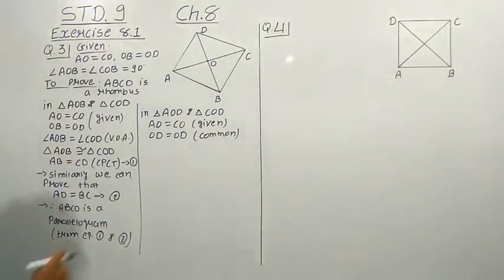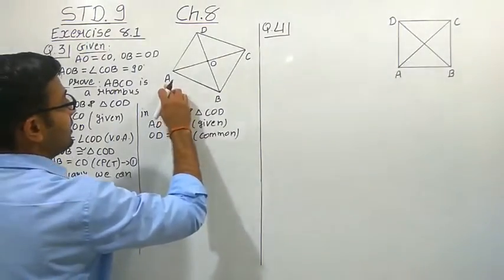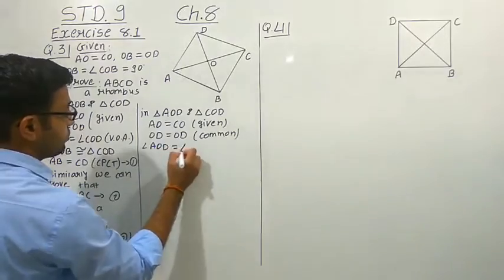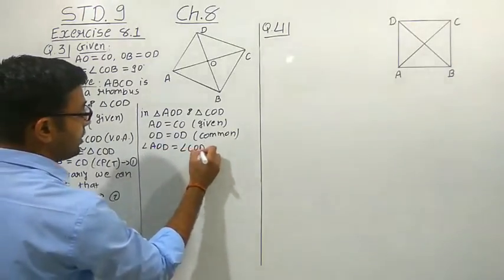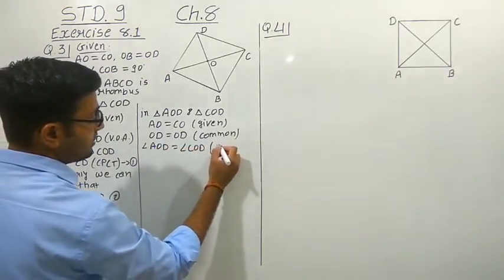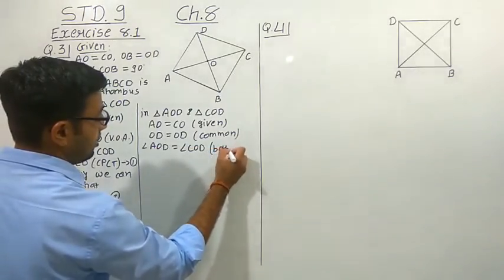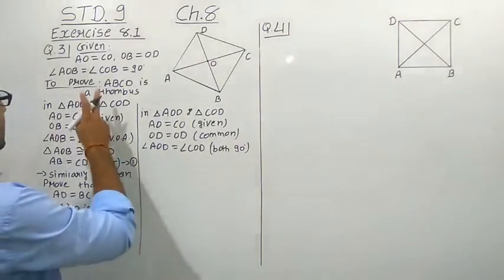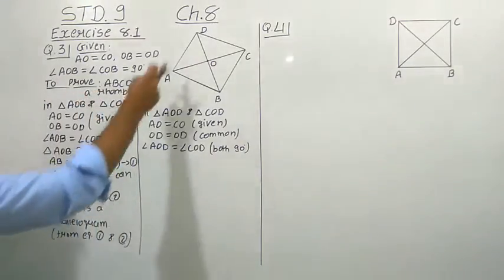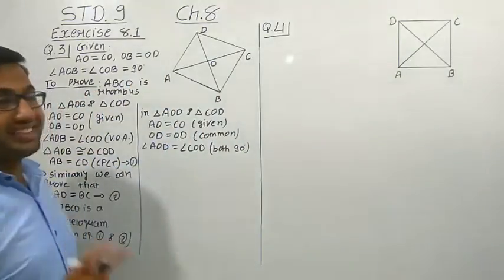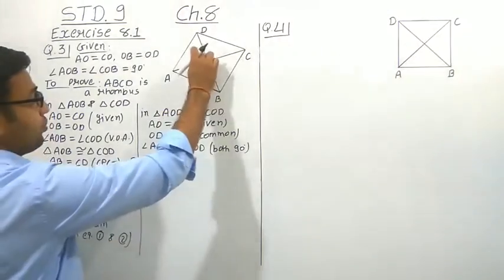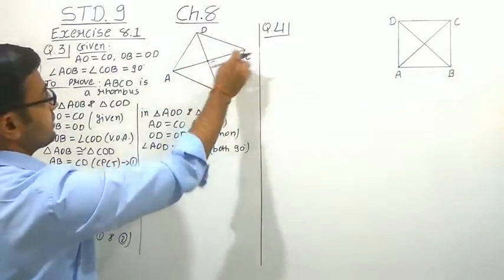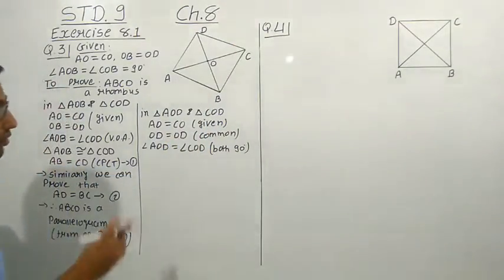One more thing we can write down, that is angle AOD. Angle AOD is equal to angle COD. Now what is the reason? Reason is both are of 90 degrees, because we have said in the statement that both the diagonals are bisecting each other at right angle, so all these angles are of 90 degrees. So this angle AOD and this angle COD both will become 90 degrees.